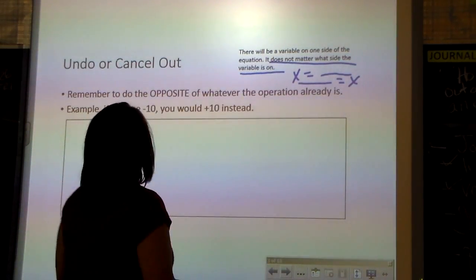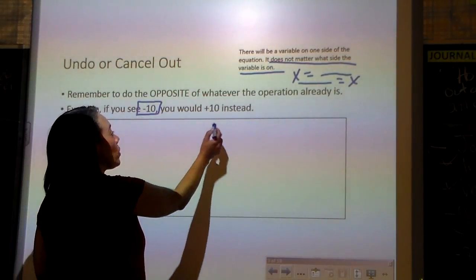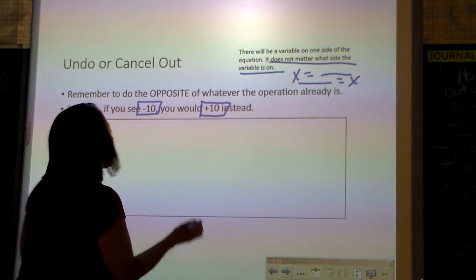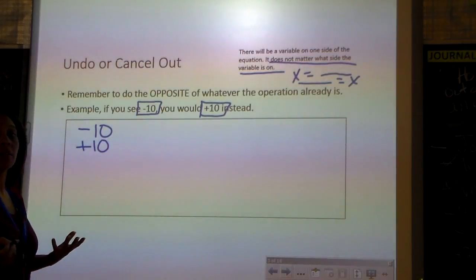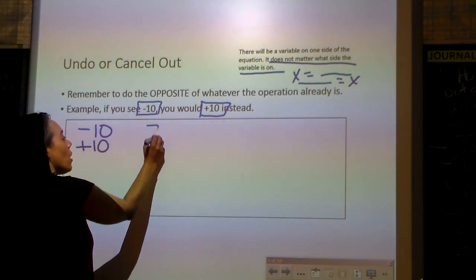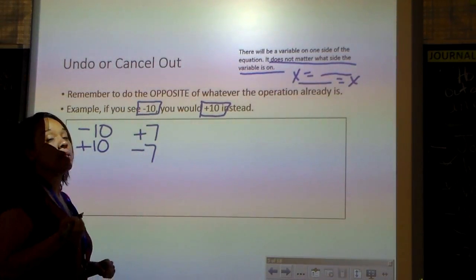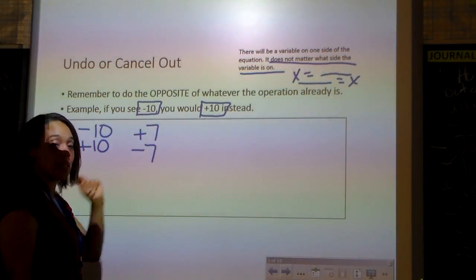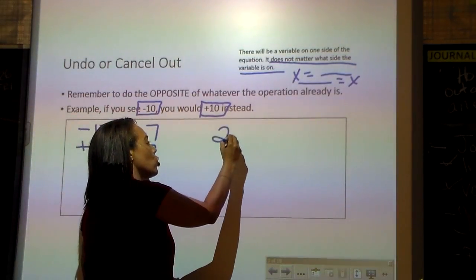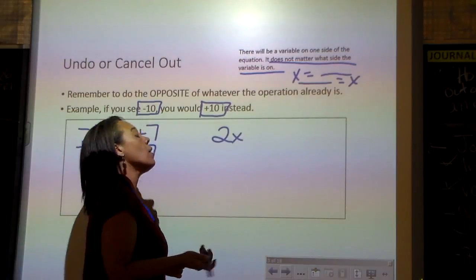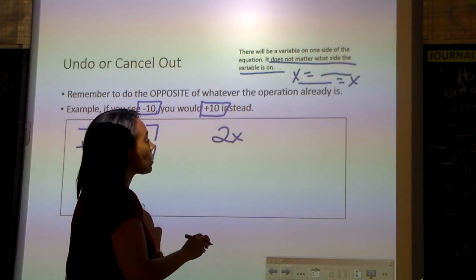Well, what do you mean? Well, for an example, if you see a negative 10, the opposite would be a positive 10. So minus 10's opposite is plus 10, written underneath. So for an example, a positive 7, the opposite would be a negative 7. Or I would call this plus 7, minus 7. There's another way you could see this written. You could see just a 2 with a variable x stuck to it. This means 2 times the letter x.